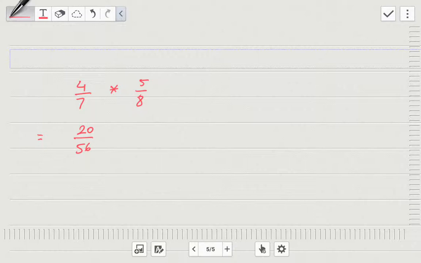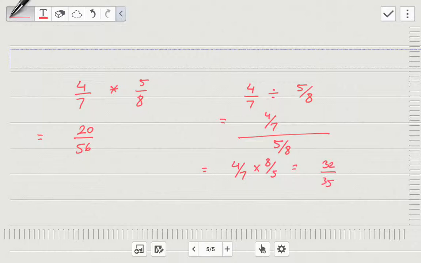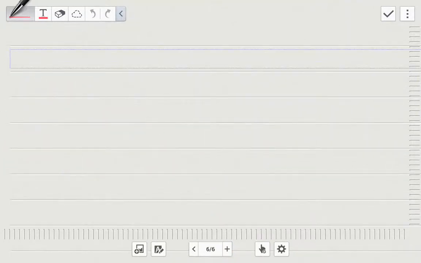Multiplication is easy. What if you had to do 4 divided by 7 divided by 5 divided by 8? Another way to write this is 4 divided by 7 divided by 5 by 8. Only thing to remember is the top fraction remains the way it is and you flip the bottom fraction. So 32 divided by 35.